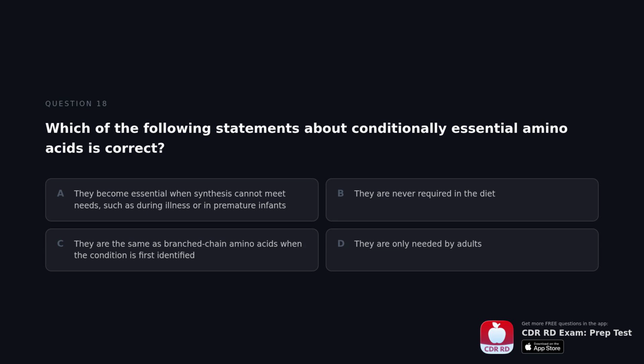A. They become essential when synthesis cannot meet needs, such as during illness or in premature infants. B. They are never required in the diet. C. They are the same as branched-chain amino acids when the condition is first identified. D. They are only needed by adults.